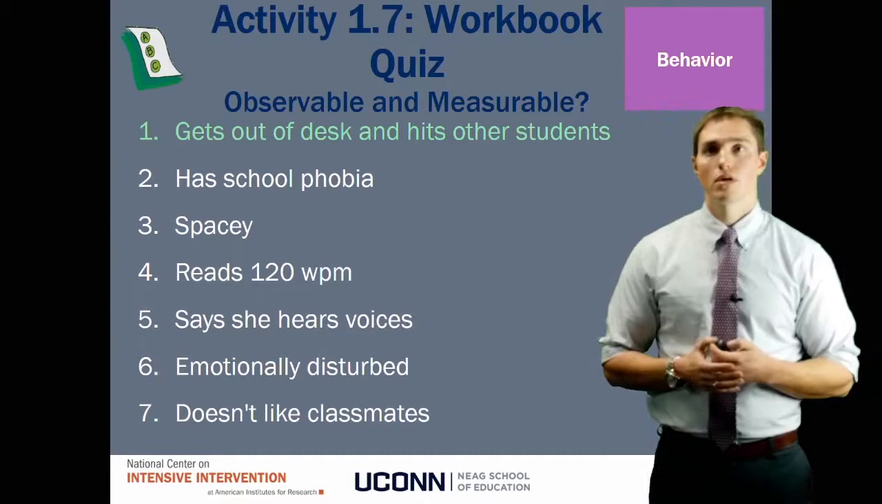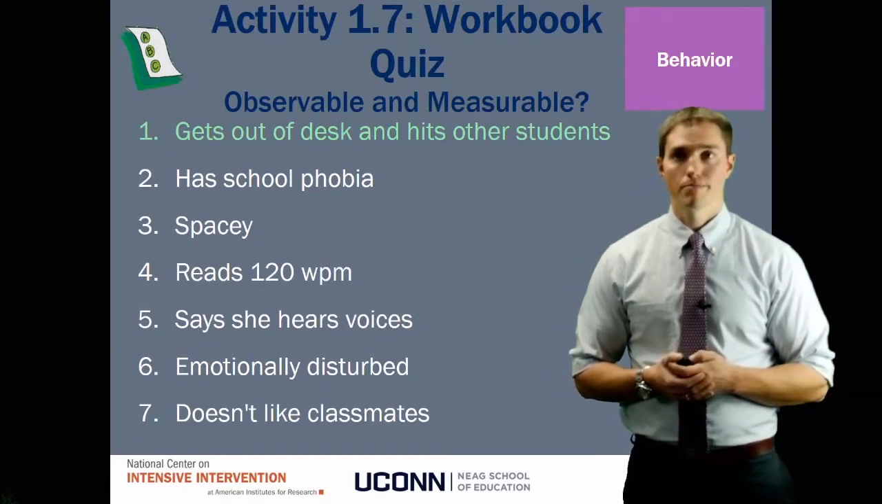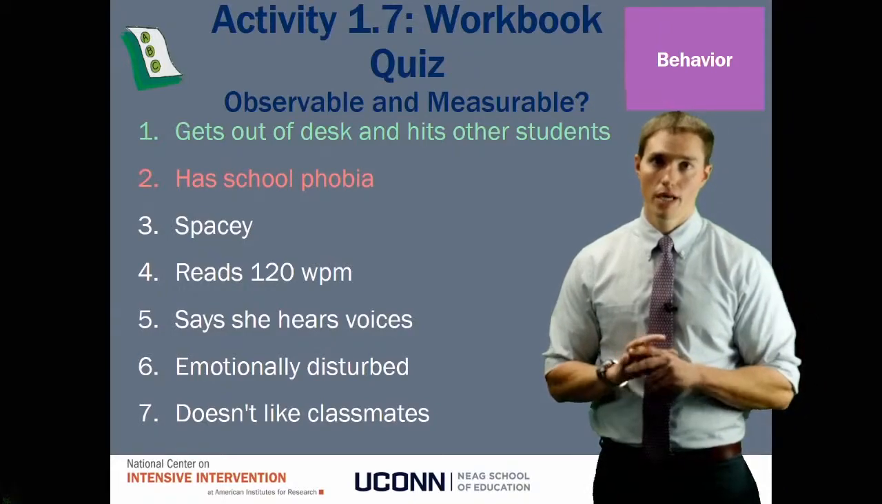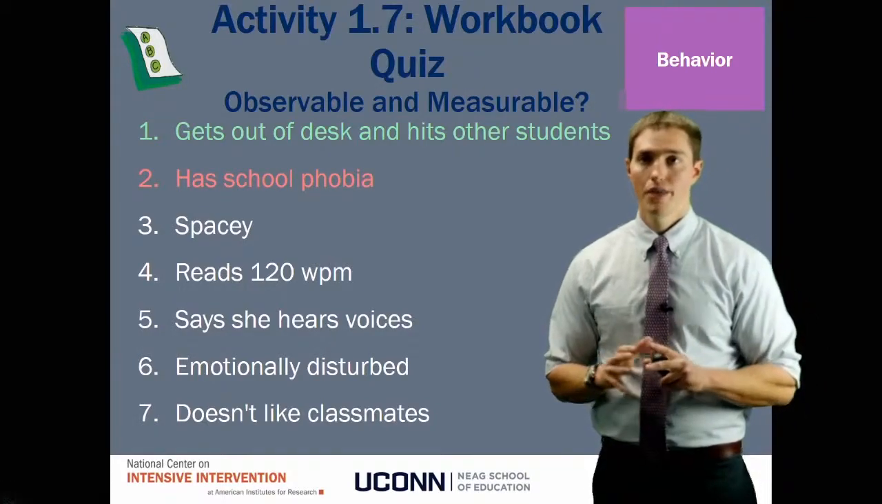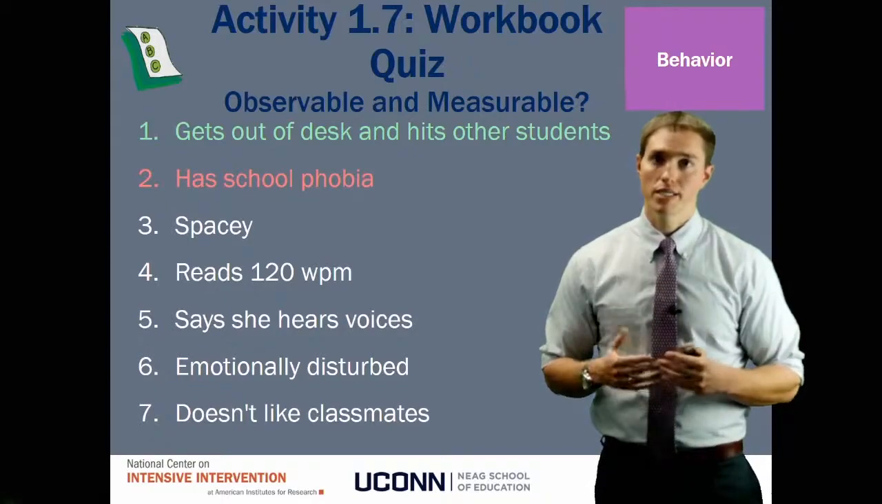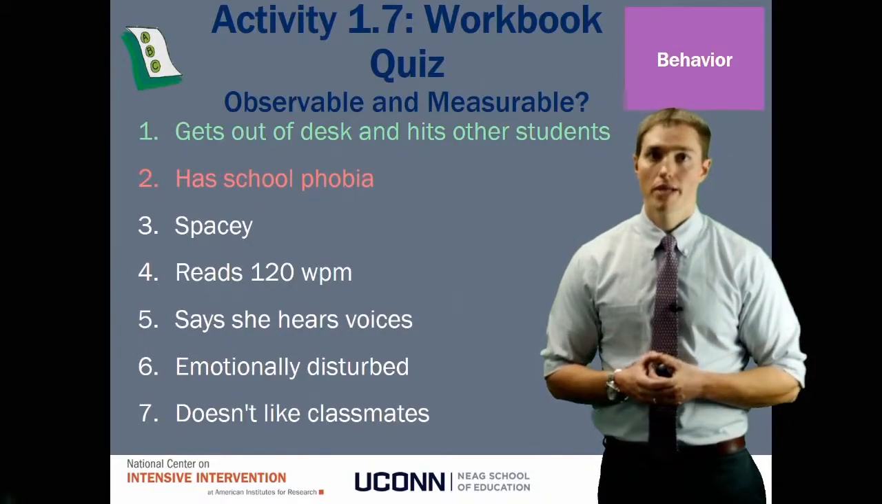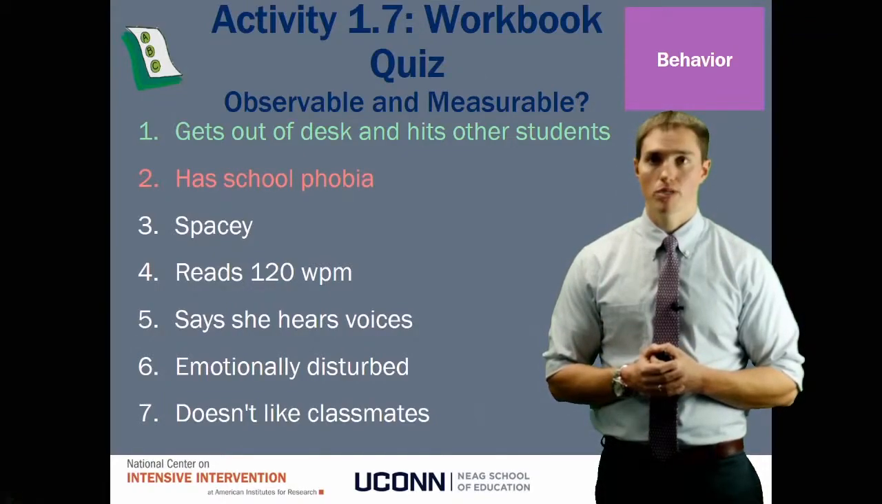Number 2, the student has school phobia. I highlighted that as a red, meaning that is not observable and measurable. The idea of school phobia could be extended for sure in conversation and dialogue to make it observable and measurable, but as it stands right now, not observable and measurable.